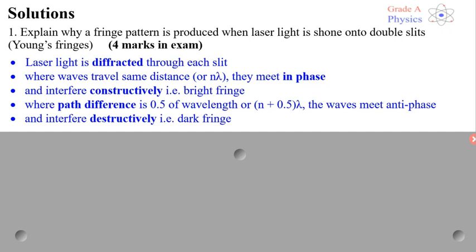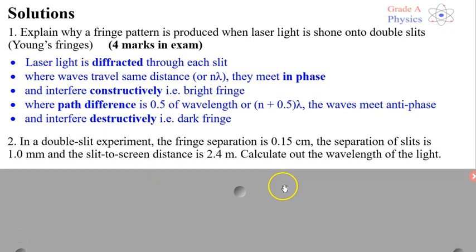So they meet in phase. Where they meet in phase, we get constructive interference, we get a bright fringe. Where we get 0.5 of a wavelength, or in fact 1.5, 2.5, 3.5, so we could write this as (n + 0.5)λ, we get the waves meeting 180 degrees out of phase, so we get destructive interference, which is a dark fringe. So lots of detail required there.